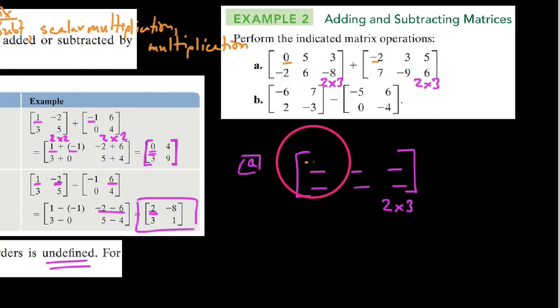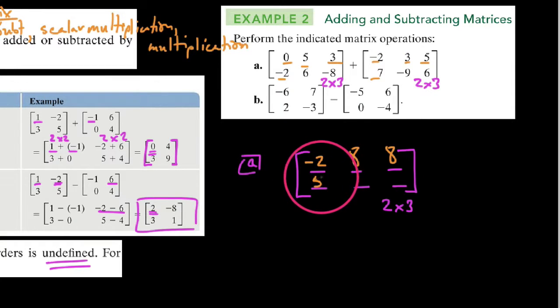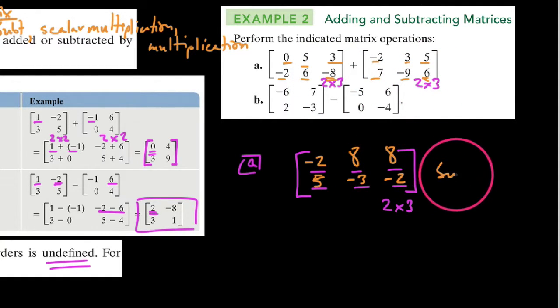So 0 plus a negative 2 is a negative 2. 5 plus a 3 is an 8. 3 plus a 5 is an 8. Now our second row here, we say a negative 2 and a positive 7. We get a 5. A positive 6 and a negative 9 is a negative 3. And then last but not least, our negative 8 here plus our positive 6 here would be a negative 2. And so this would be our sum.